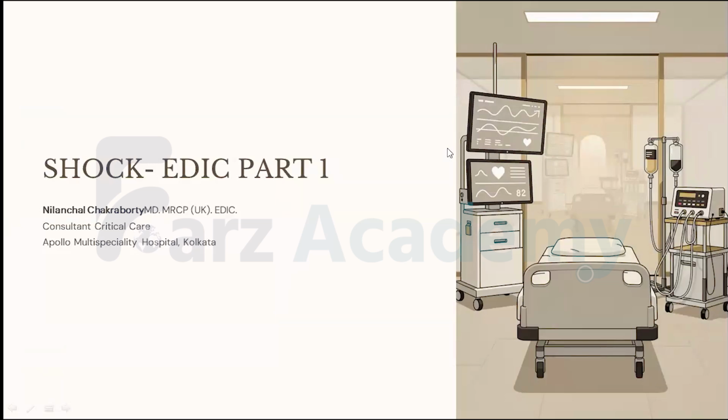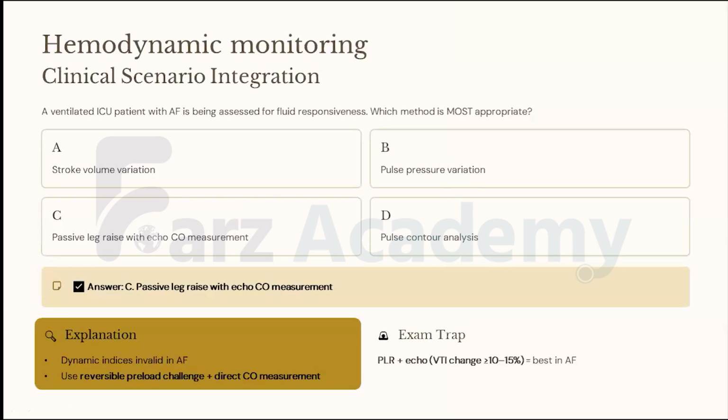So as per shock, first is the hemodynamic monitoring, how we do it. And the MCQ will read like this. A ventilated ICU patient with atrial fibrillation is being assessed for fluid responsiveness. Which is the best, most appropriate method for atrial fibrillation? Is it dynamic parameters like stroke volume variation, pulse pressure variation, pulse contour analysis, which will vary with atrial fibrillation, or is it only passive leg raise and echo-based cardiac output measurement?